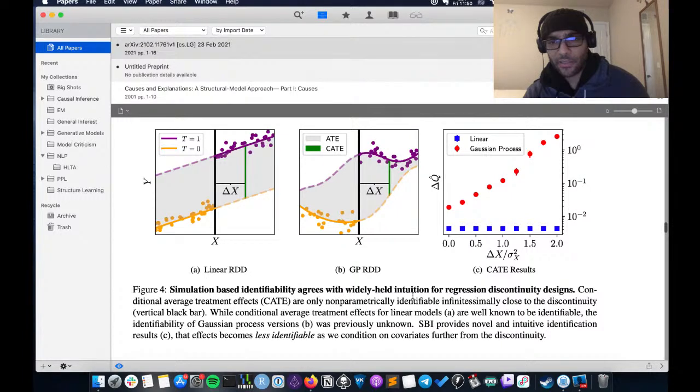Simulation-based identifiability agrees with the widely held intuition for regression discontinuity designs. Effects are only nonparametrically identifiable infinitesimally close to the discontinuity. Here, we're interested in the effect of x on y. While average treatment effects for linear models are well known to be identifiable, the identifiability of Gaussian process versions was previously unknown. SPI provides novel and intuitive identification results that effects become less identifiable as we condition on covariates further from the discontinuity. Okay, so that's the intuition.